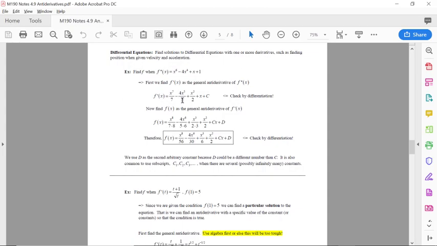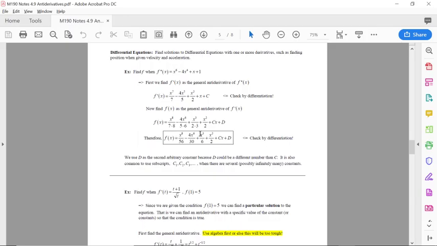We factor out the negative 4/5. We add 1 to this exponent and divide by the result, so we get negative 4/5 x to the 6th over 6, which is right here. And so on and so forth. And then when we get to the constant, remember that the antiderivative of a constant is linear. So the antiderivative of c would be cx. And now we would need another arbitrary constant, and so we can call it d, or we can call it c2, or something like that.